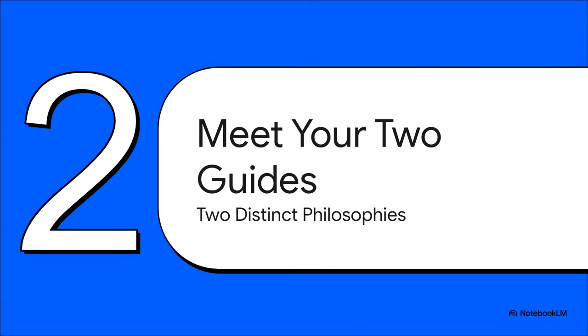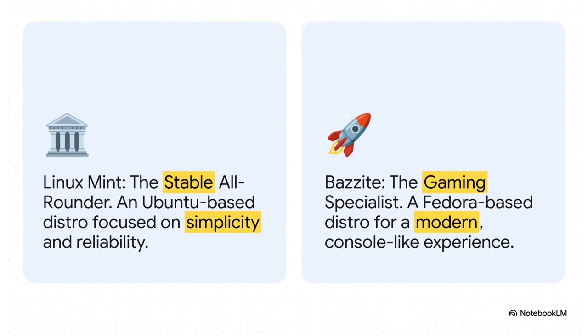Okay, let's meet our two potential guides for this journey. And I really want you to think of them as more than just software. Think of them as two completely different philosophies, two different ways to use and experience your own PC. So on one side, you've got Linux Mint. This is the stable all-arounder. It's built on the super solid foundation of Ubuntu, and its whole goal is to be simple, reliable, and just comfortable, a familiar desktop experience. Then, on the other side, you have Bazzite, the gaming specialist. This is based on the more cutting-edge Fedora project, and it is laser-focused on one thing, giving gamers a modern, almost console-like experience. So one is reliable and predictable, the other is brand new and modern.